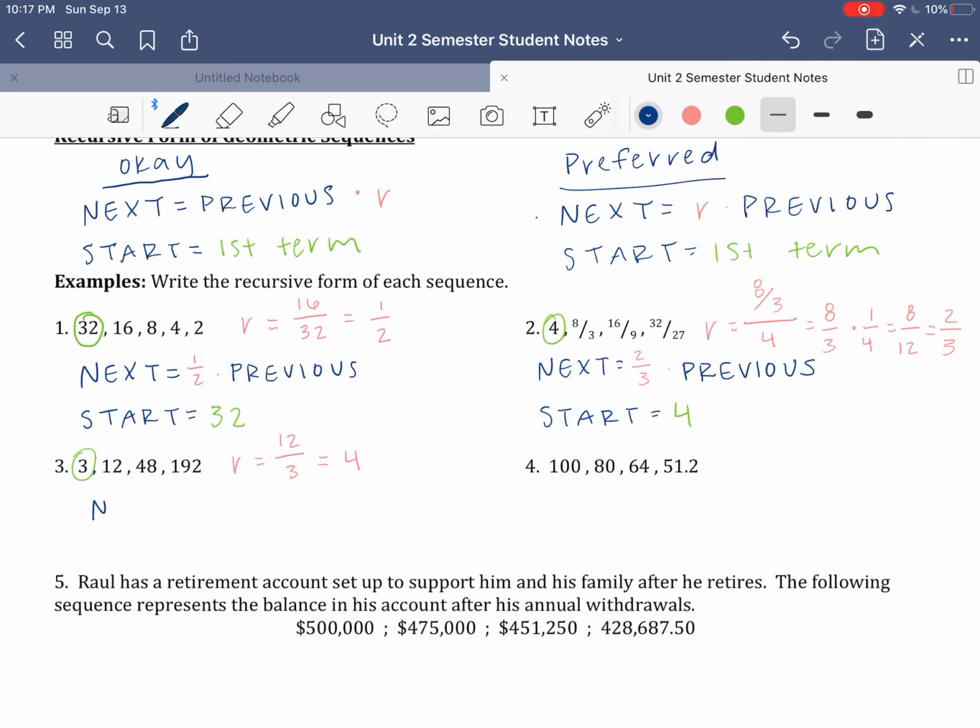So we would write next equals 4 times the previous number, and we started at 3.